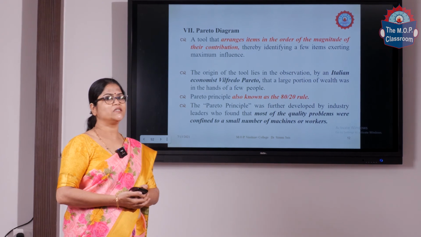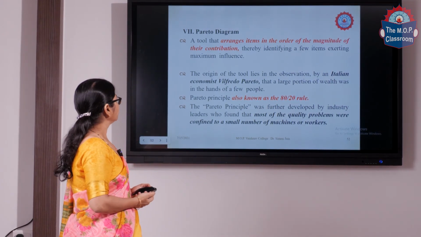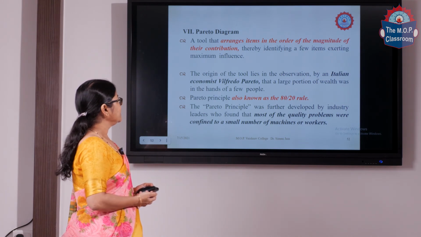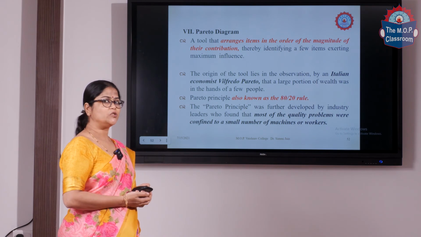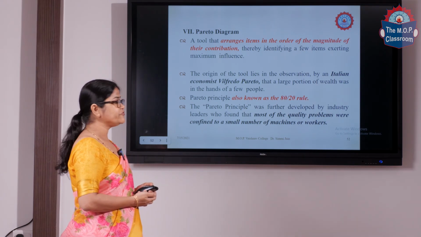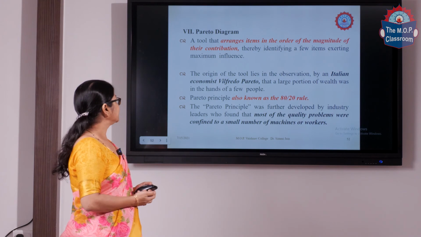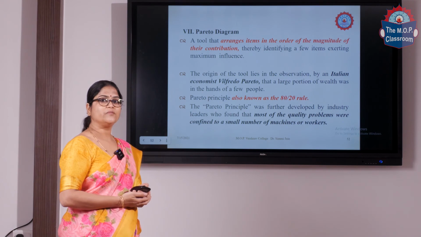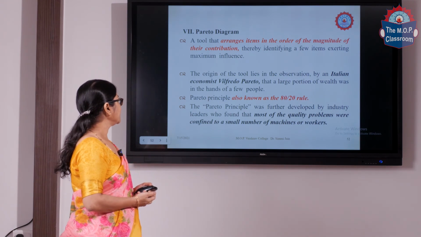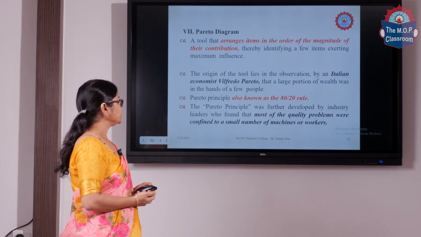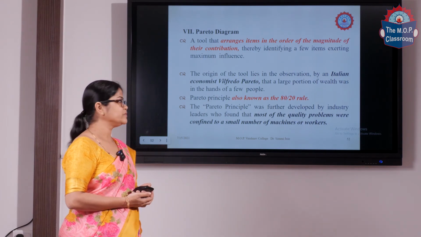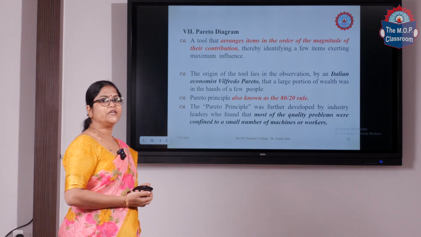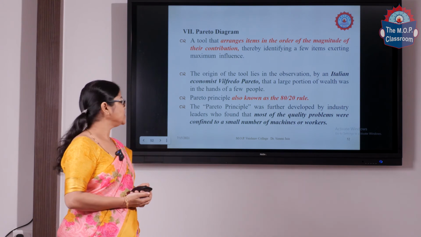Coming to the last quality control tool, Pareto charts or Pareto diagrams as they are called. A tool that arranges items in the order of the magnitude of their contribution, thereby identifying a few items exerting maximum influence. The origin of the tool lies in the observation by an Italian economist, Vilfredo Pareto, that a large portion of the wealth was in the hands of a few of the population. The Pareto principle is also known as the 80-20 rule.